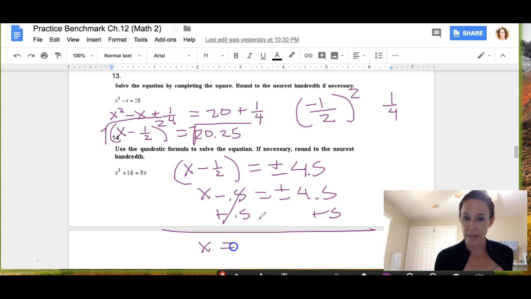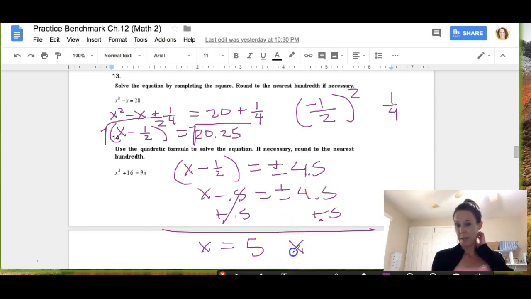This is going to be x equals positive 4.5 plus 0.5. If I do positive 4.5 and I add 0.5, I'm going to get 5. Negative 4.5 plus 0.5 is going to give me negative 4. So there are my two solutions when I completed the square, 5 and negative 4.